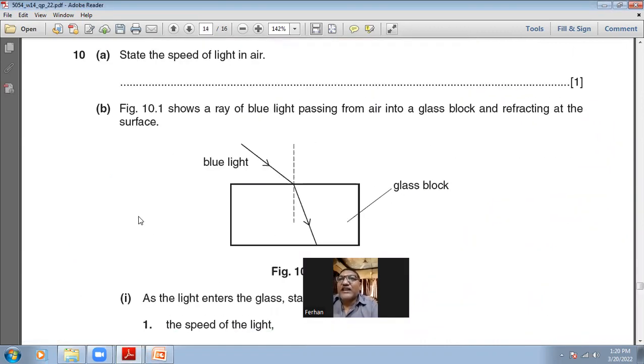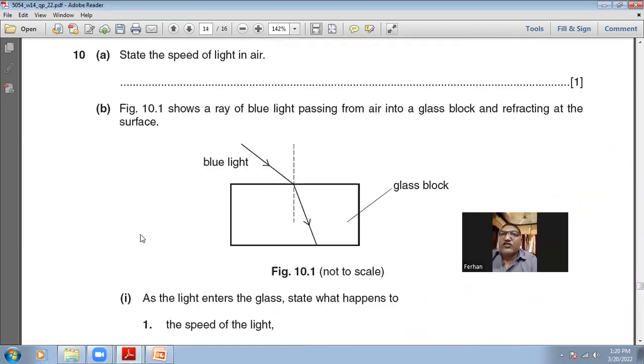Okay, so let's move to the next question. The next question is coming up on your screen. It says, state the speed of light in air. The speed of light in air is 3 × 10^8 meters per second. Remember this number. This number you have to remember.